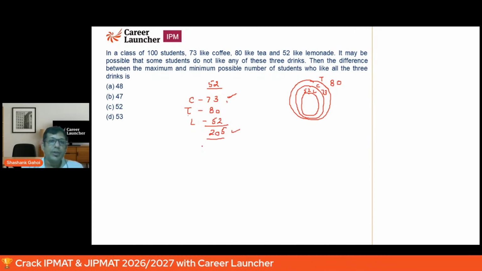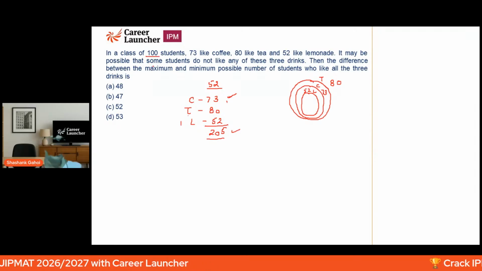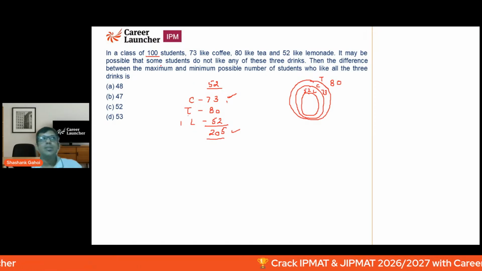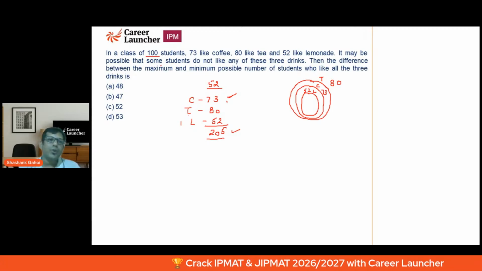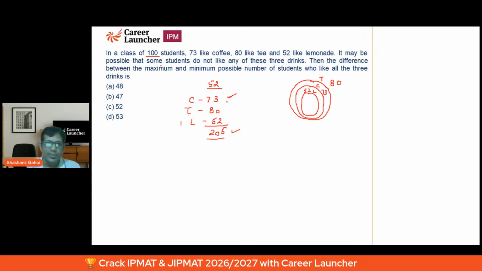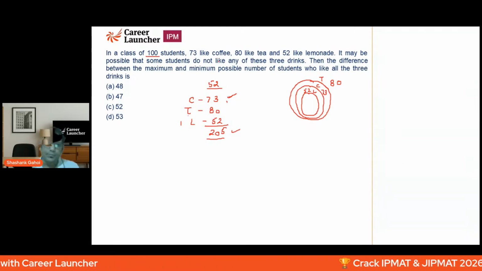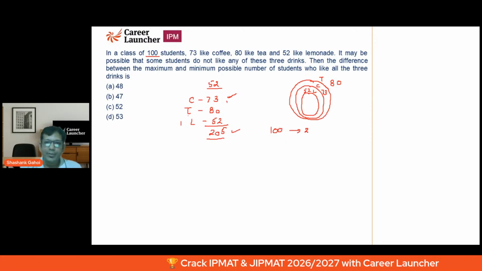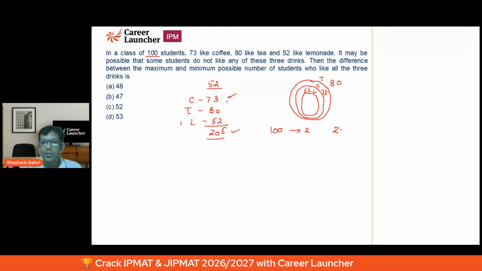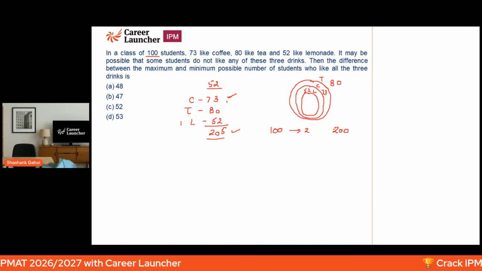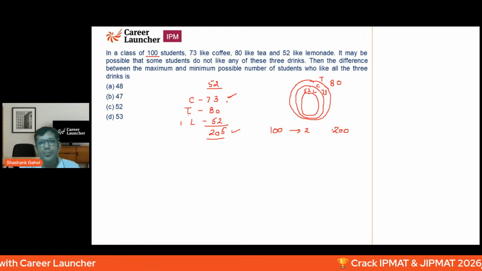And these 205 toffees must be distributed among 100 people, right? And I want to minimize the number of people who are going to get three toffees, right? So what I'm going to do, I am going to distribute two toffees to everyone. So 100 people, I'm giving two toffees to everyone. So how many toffees am I distributing? 200. Now remaining are 5 toffees. So those 5 toffees must be distributed among 5 people.